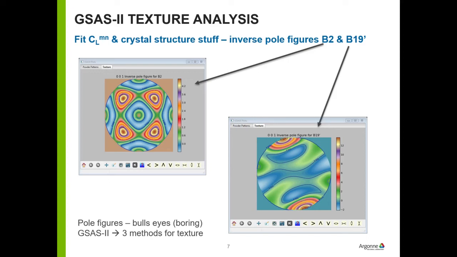let's see if I remember how this all works. So this is the 110 reflection. This is the 010 reflection. That's the 100 reflection. Okay? And you can see the orientation of them with respect to the wire axis. And this is for the B19, and I forget what this axis is, but it's really strongly textured. This goes up to something like 12 times a random distribution.